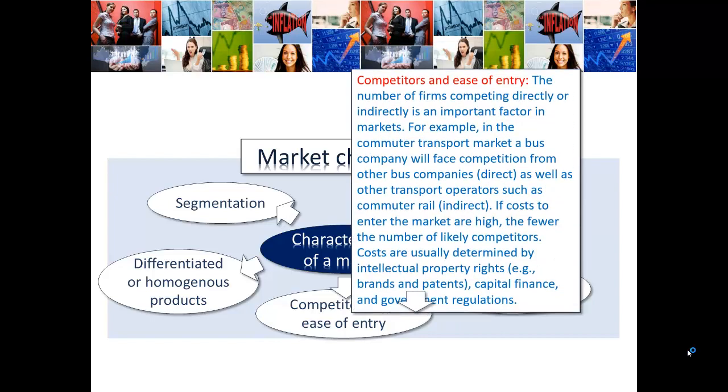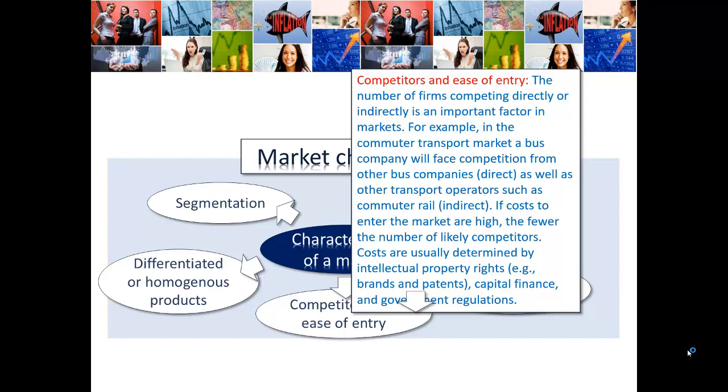Competitors and ease of entry. The number of firms competing directly or indirectly is an important factor in each market. So for example, in the commuter transport market, a bus company is going to face competition from other bus companies, and this will be direct competition, as well as other transport operators such as commuter rail, taxis, Ubers, etc. And this is indirect.